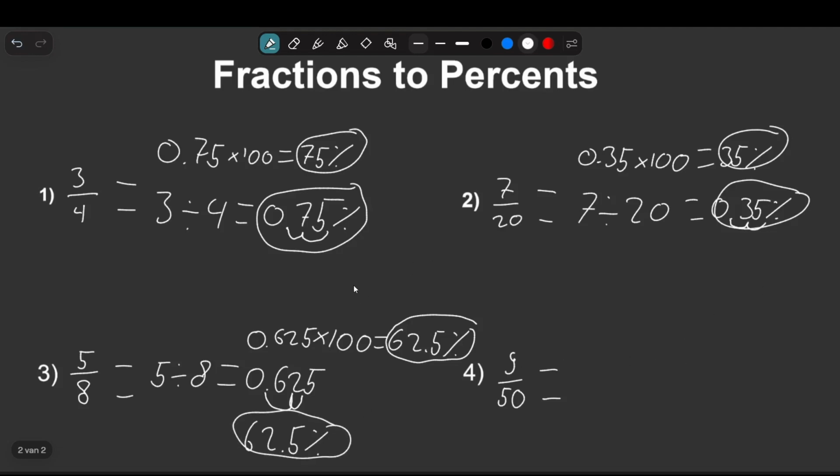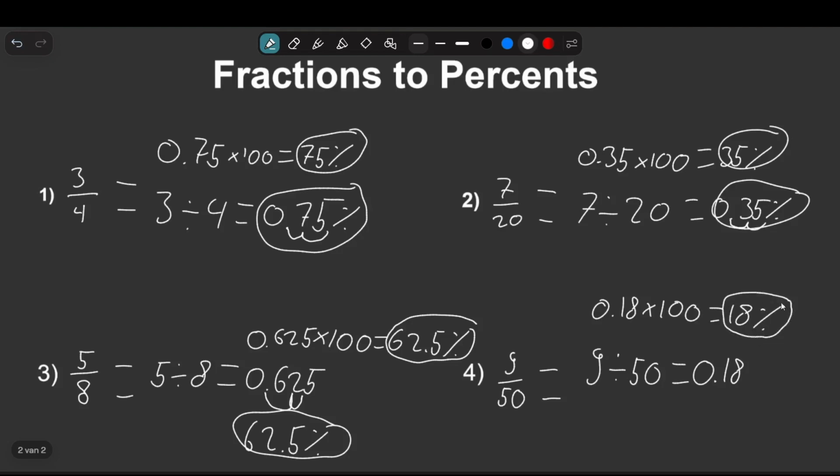For our last example, we have 9/50. So we're going to do 9 divided by 50. 9 divided by 50 equals 0.18. Now we're going to multiply that answer by 100. So we're going to do 0.18 times 100. This will equal 18%. And this also will be our final answer.